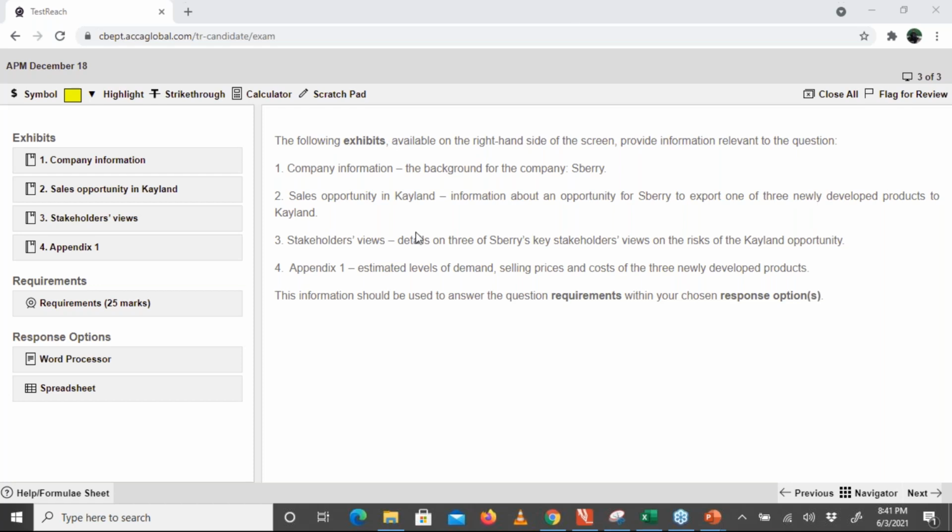Then the Appendix 1, which is estimated levels of demand, selling price, and cost of the three newly developed products. The information should be used to answer the question requirement within your chosen response option. So you've got a response option, which is word processor, and you've got a response option, which is spreadsheet also. I repeat, you've got both these response options: the word processor and the spreadsheet.